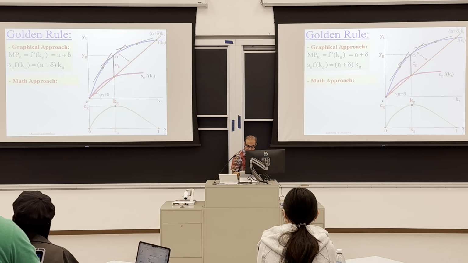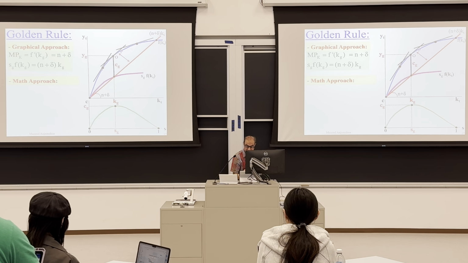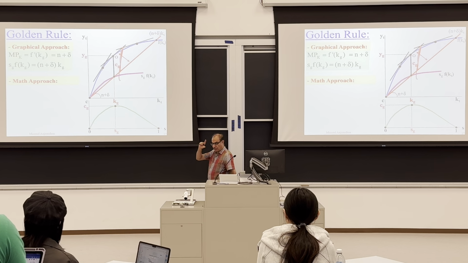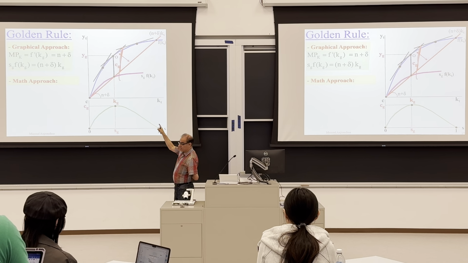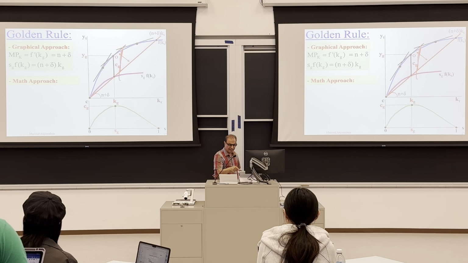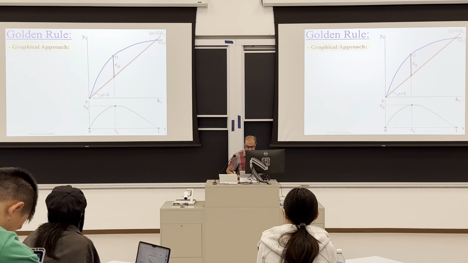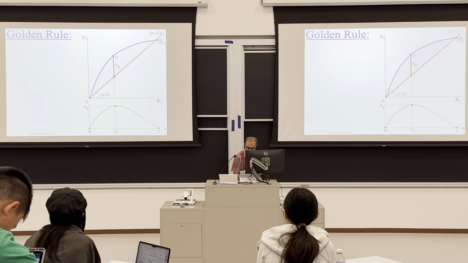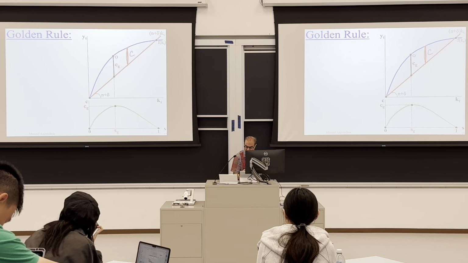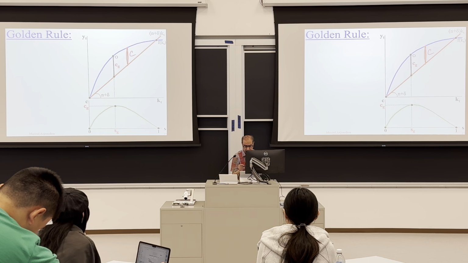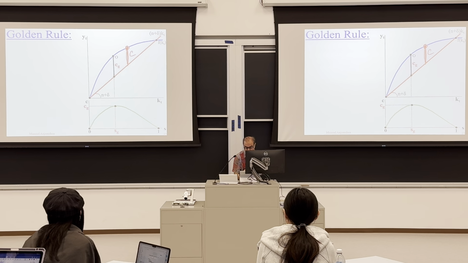Consumption at any point is vertical thickness of that lens. What is the vertical thickness of that lens? Let me give you a number. You see here, at any point, this is consumption in general. Consumption is the gap between the production function and the depreciation line. So this gives me consumption.